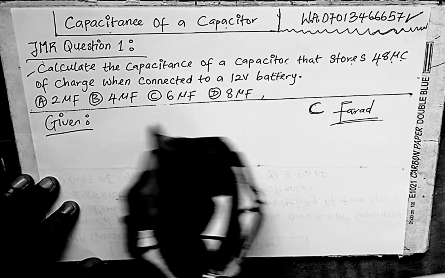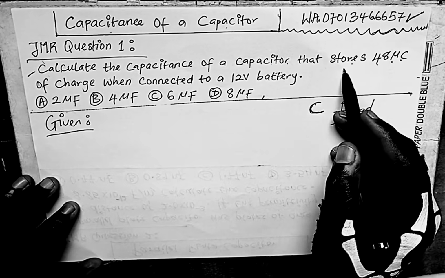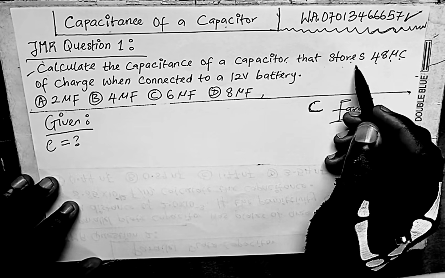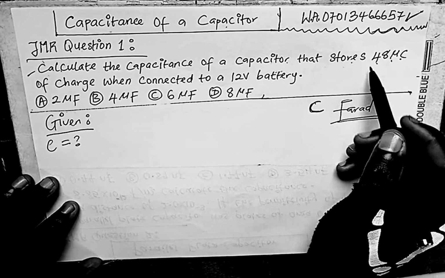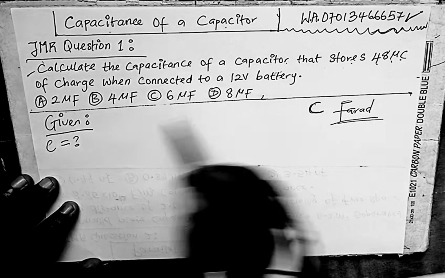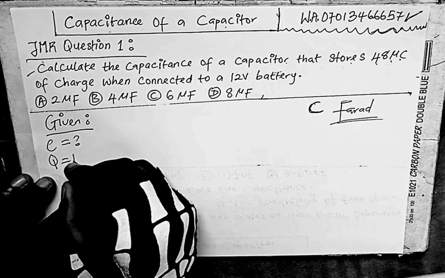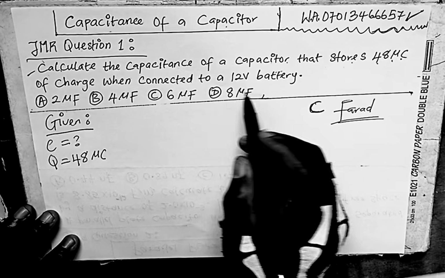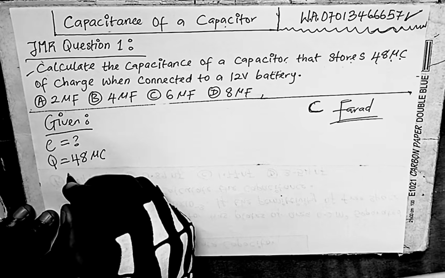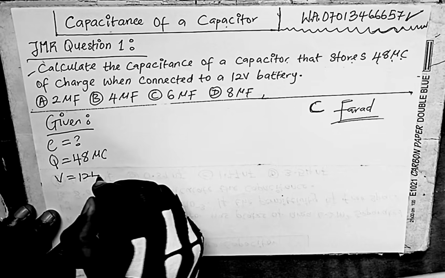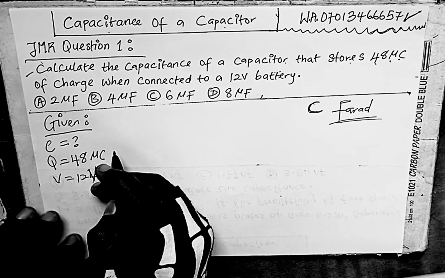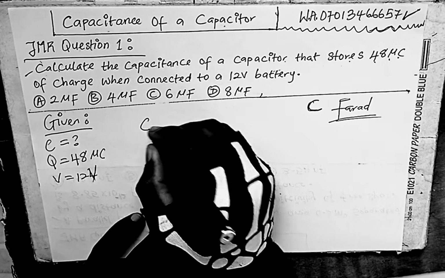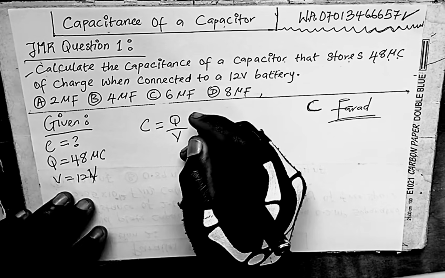So what are we given? They ask us to calculate the capacitance of the capacitor. First of all, we write capacitance equals question mark. Then it stores 48 nanocoulomb of charge, so the charge Q is equal to 48 nanocoulomb. Then they give us V, which is volt, equal to 12 volt, a 12-volt battery. The formula we will use here: the capacitance of a capacitor is C equals Q over V. As easy as that, a very simple formula.